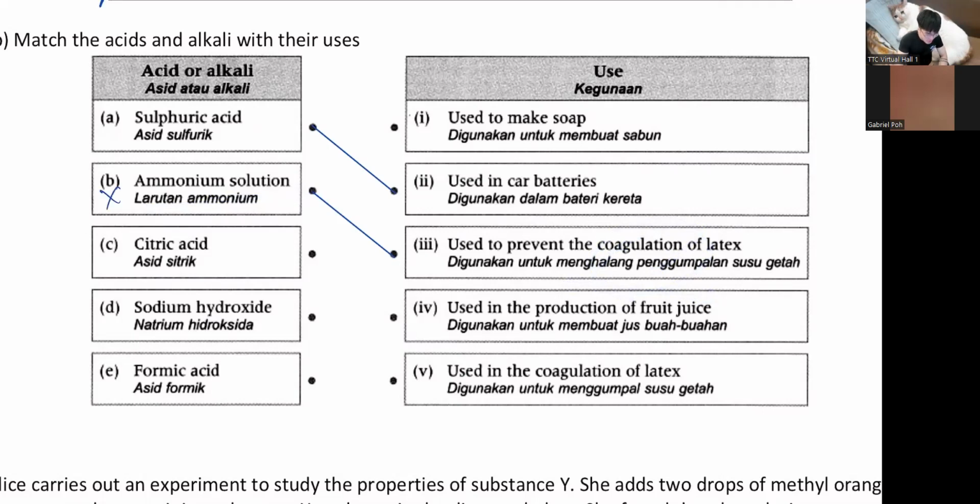Right, next, C, citric acid. This is found in your fruit juice. Like I said, any fruits that taste sour, we call citrus fruit because they have this thing. Then next, sodium hydroxide. Like I said, this is found in your soap. You can actually buy this from Shopee if you like to make your own soap. And then of course, formic acid. This is used in the coagulation of latex. Again, this is not your concern. Not important whatsoever.